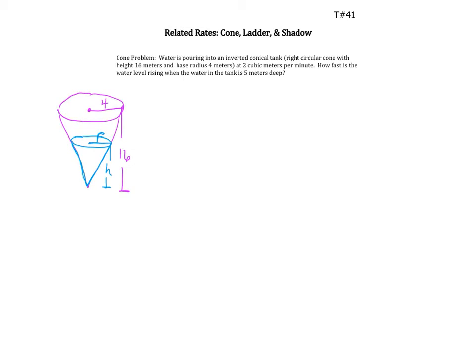So there's my given. Now it says that water is being poured in at 2 cubic meters per minute. Again, using our units, cubic meters would be volume. And the volume is increasing if you're pouring water in. So that's going to be 2 meters cubed per minute. How fast is the water level rising? So what is that talking about? They're asking about the change in the height. So find dh/dt when the water in the tank is 5 meters deep, so when h equals 5 meters. So that's my first step.